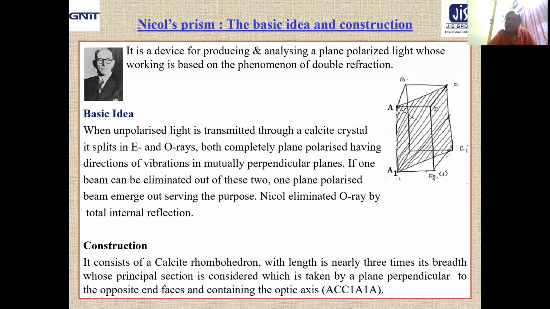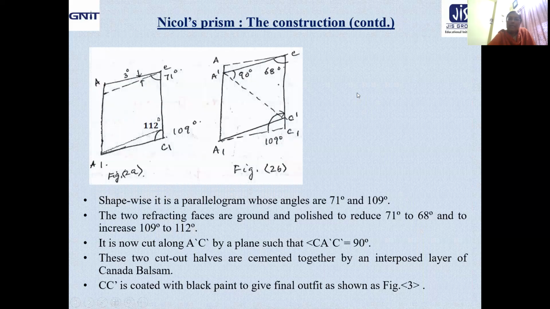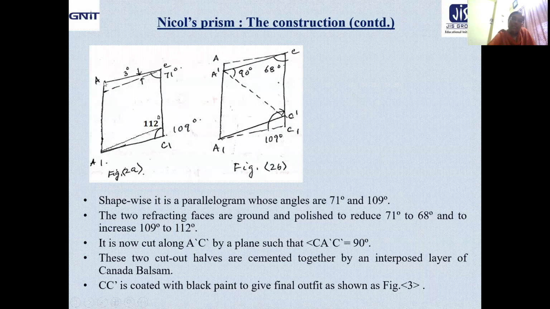So the principal section of the calcite is chosen here as ACC1A1 from the calcite rhombohedron whose length is roughly 3 times its breadth. Now, let us take a look. We are considering this principal section separately in the form of figure 2a, that is ACC1A1. Now, just take a look. What about its shape? It is a parallelogram.